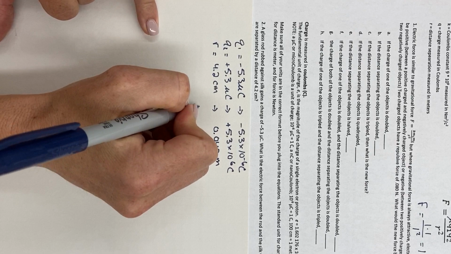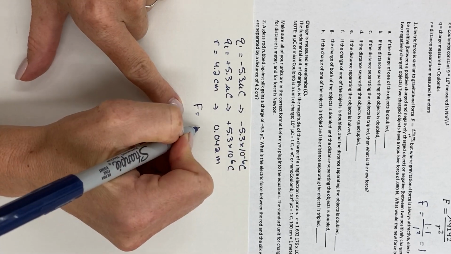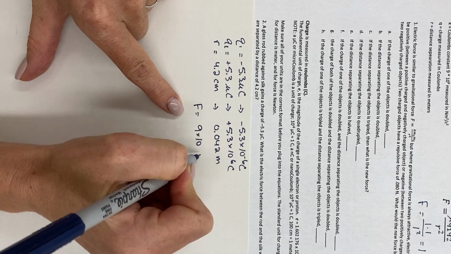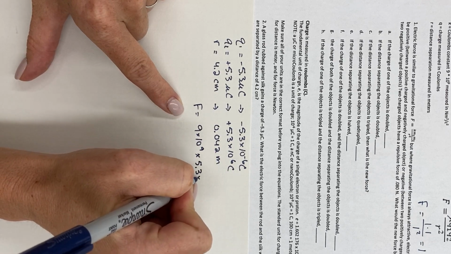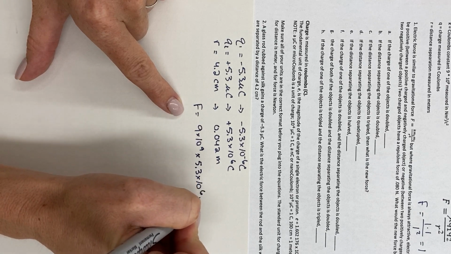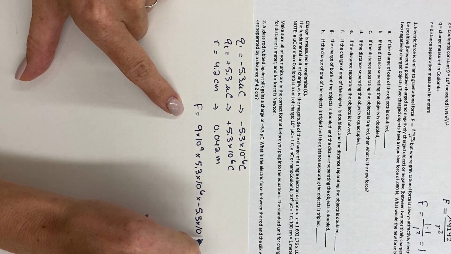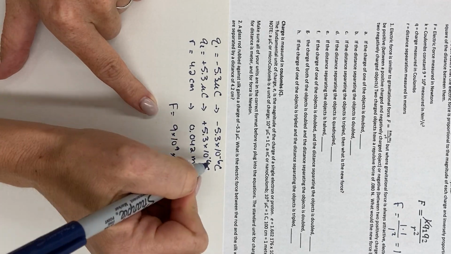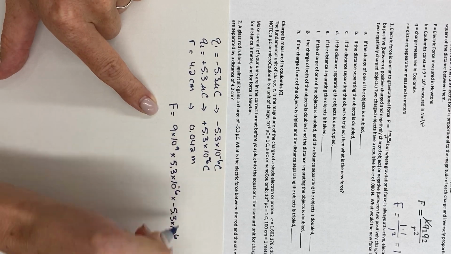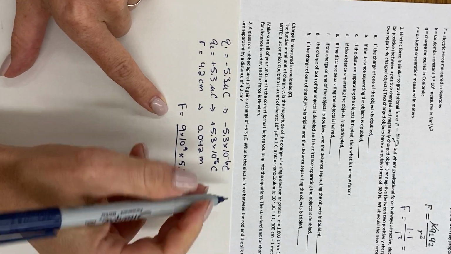All right, so now that we have our variables in their proper unit, we can plug it into the equation. Our force is going to be equal to our constant, which is 9 times 10 to the 9th, times one of our charges, times our other charge. Excuse me, that's negative. All right, divided by our separation distance.